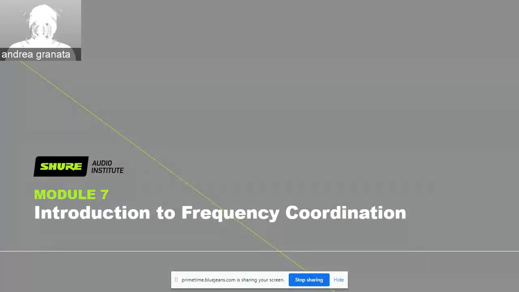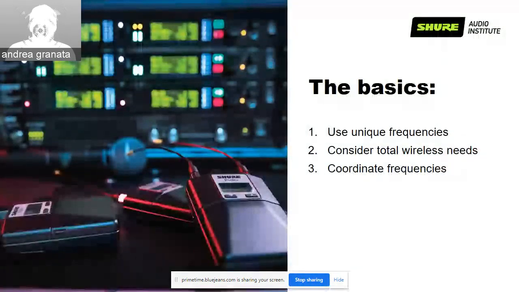Why do we need to coordinate the frequencies, and what do we need to coordinate? What do we have to bear in mind when we do so, and what is the ultimate goal? From the bottom up, first of all we need to use unique frequencies. Every device needs to be on a specific and unique frequency. We need to do so considering the total wireless needs. It's very important that we know whatever is going to happen RF-wise before, during, and immediately after our show, because this will allow us not only to have a clean and well done show, but also not to disturb our neighbors if we have any.